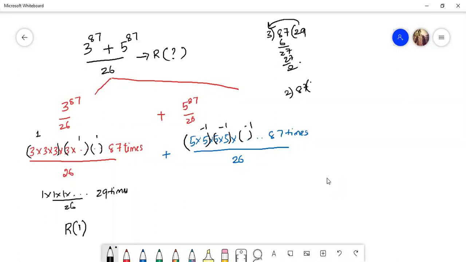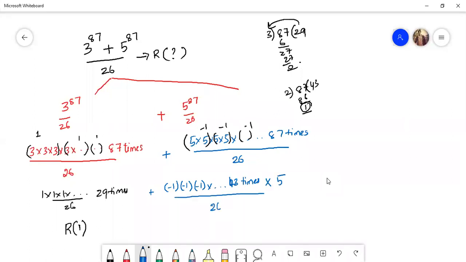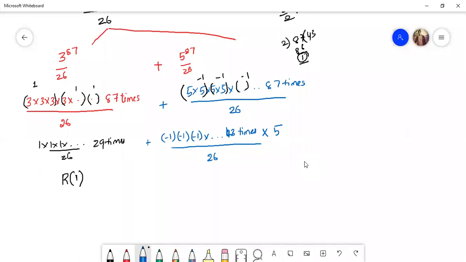Let us check how many pairs are possible. For 87, I need 2s. 2 4s are 8, 2 3s are 6, remainder 1. So I'll have my value as minus 1 into minus 1 into minus 1 into so on, 43 times, and 1 five is left out, divided by 26. Minus 1 for 43 times means a negative value. So this will be minus 1 only into 5 by 26. Minus 1 into 5 is minus 5 by 26.